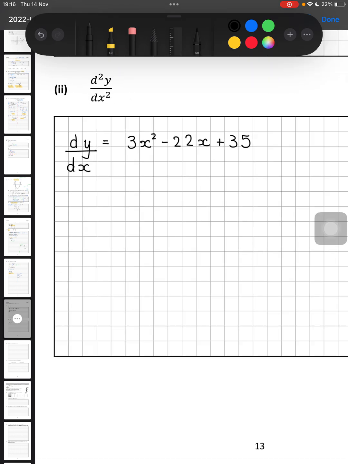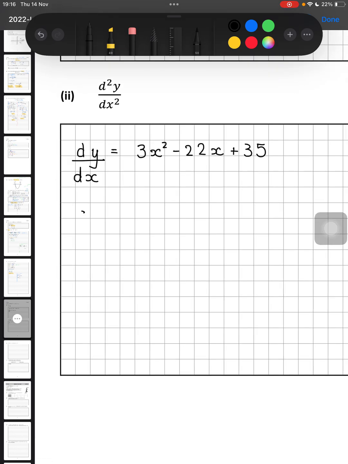So remember how we get the second derivative, d2y dx squared. How we get that is we just treat the first derivative as if it's the original and get the derivative of it. Treat basically this as if it's y, and then you're just getting dy dx. You're literally just getting the derivative of the derivative.